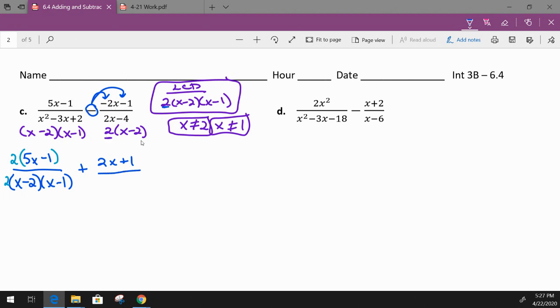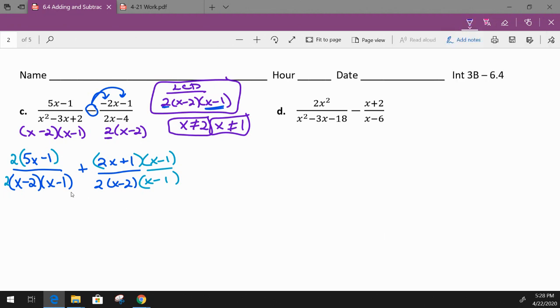If we look at our denominator, you already have a 2 and an x minus 2 in this denominator. So if you ask yourself, well, what's missing? The x minus 1. So we're going to multiply this fraction by x minus 1 in the numerator and x minus 1 in the denominator. So now if you look at both denominators, they are the same. They both have a factor of 2. They both have a factor of x minus 2. They both have a factor of x minus 1.